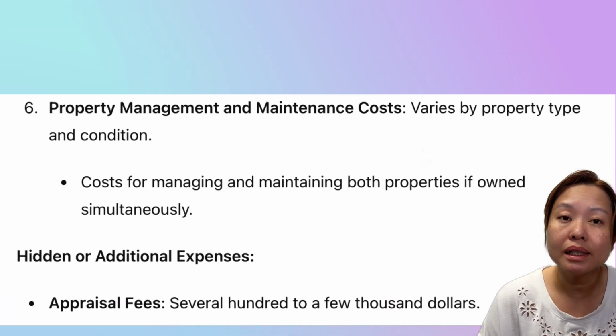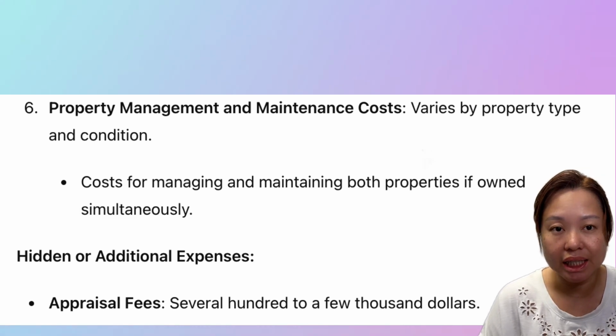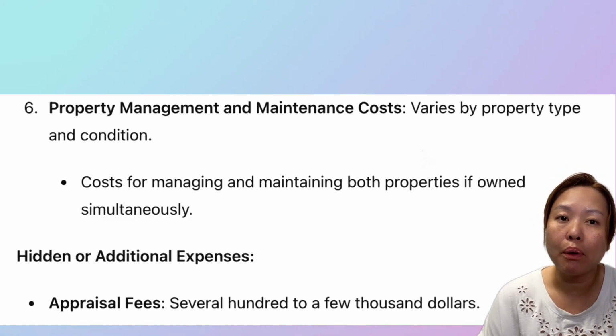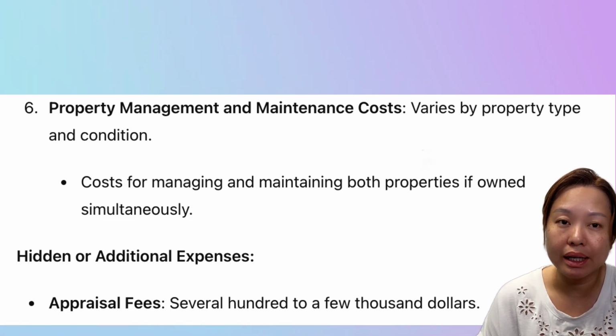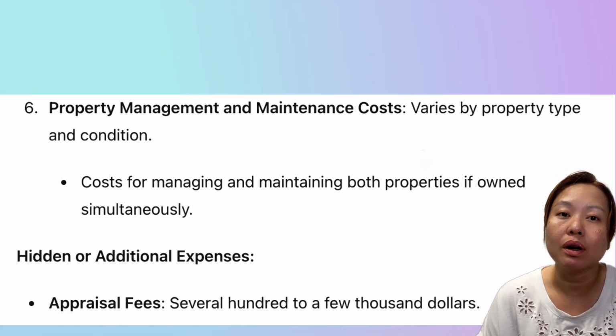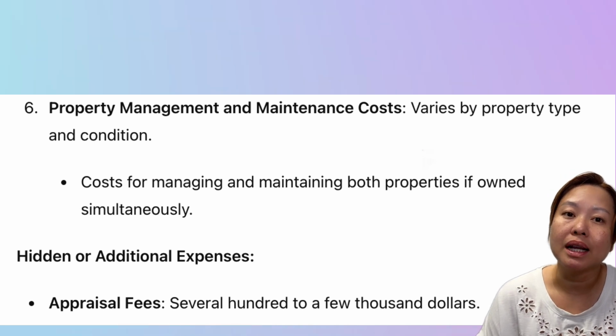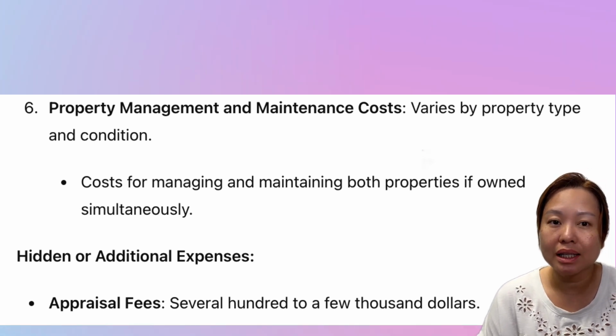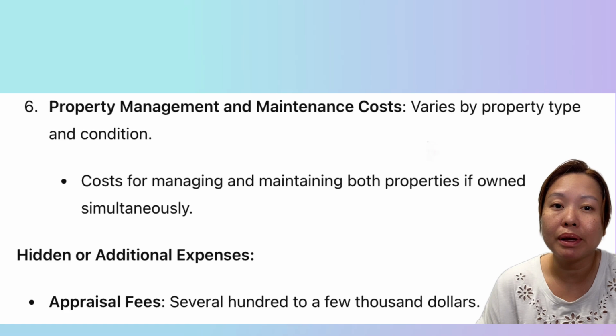Number 6 is property management and maintenance costs. These can vary depending on the property type and property condition. If you end up owning both the relinquished and the replacement properties together, you will incur costs for property management, maintenance, insurance, and taxes on both properties during the holding period.